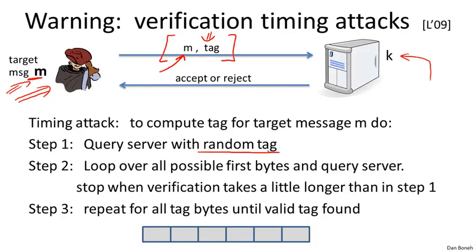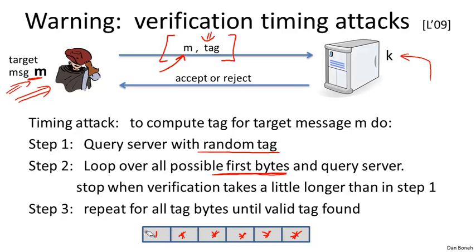The next query that he's going to submit is he's going to try all possible first bytes for the tag. Let me explain what I mean by that. The remaining bytes of the tag that he submits are just arbitrary. It doesn't really matter what they are. But for the first byte, he'll submit a tag starting with the byte 0, and then he's going to see whether the server took a little bit longer to verify the tag than before. If the server took exactly the same amount of time to verify the tag as in step 1, then he's going to try again, this time with the byte set to 1.